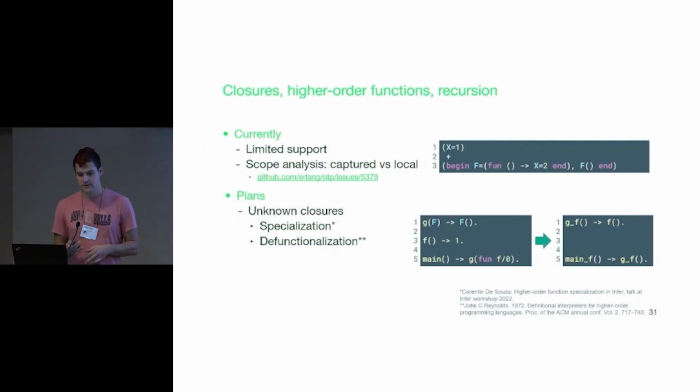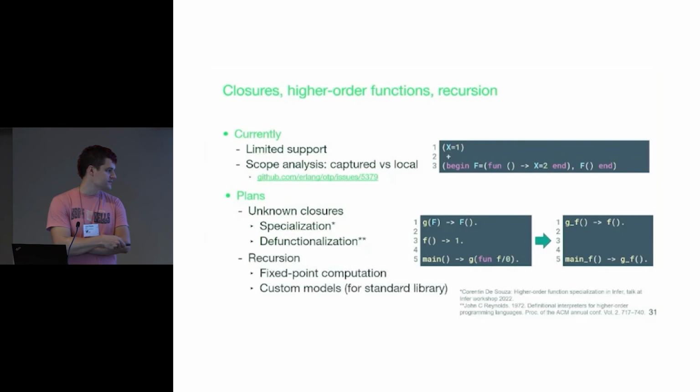But one thing that could also work is to provide some custom models, especially for standard library functions. So, for example, a map function could be modeled in Infer in an iterative way, and many of the library functions. So in practice, that could also work well.